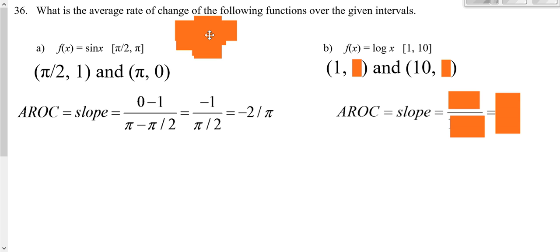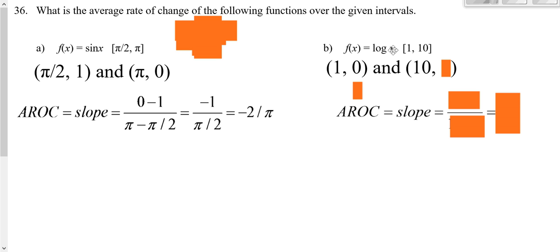Same type of thing on the next one. We have our interval, which tells us our two values of x. So we'd have to take 1 and plug it in. Log of 1 means, and by the way, this is a common log because we have log base 10. There's no base written, so it's assumed to be base 10. It really means 10 to what power is 1? And well, that would be 0.